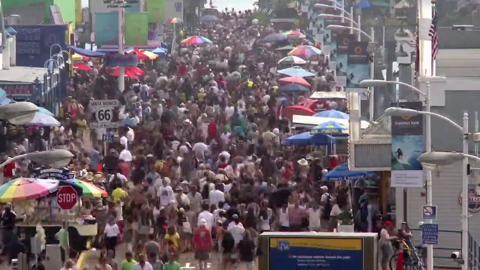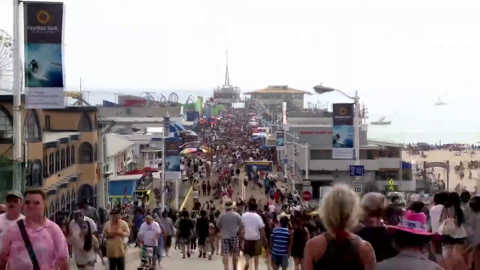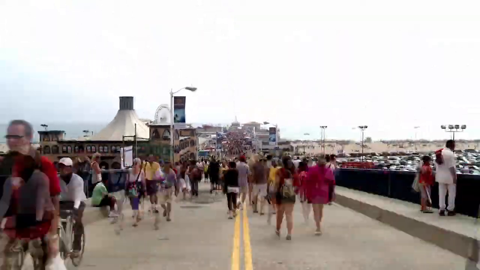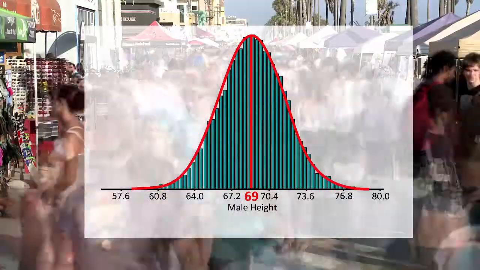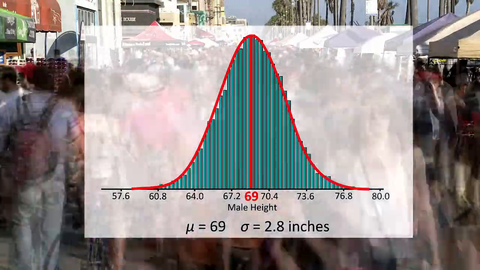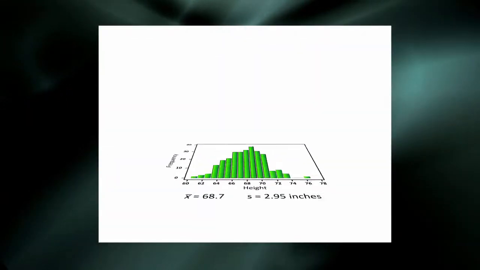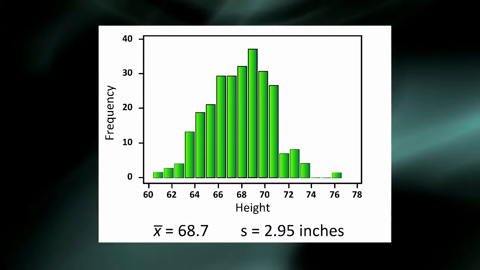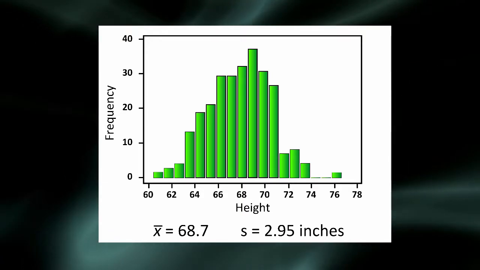Here's another example to help better understand the relationship between sample and population. This example is based on the heights among the U.S. population of all adult males. As you can see, it follows a normal distribution with a mean of 69 inches and a standard deviation of 2.8 inches. Let's say that a sample of 200 males was chosen and their heights were recorded. These are the results of sample 1. The sample mean is 68.7 inches and the sample standard deviation is 2.95 inches.